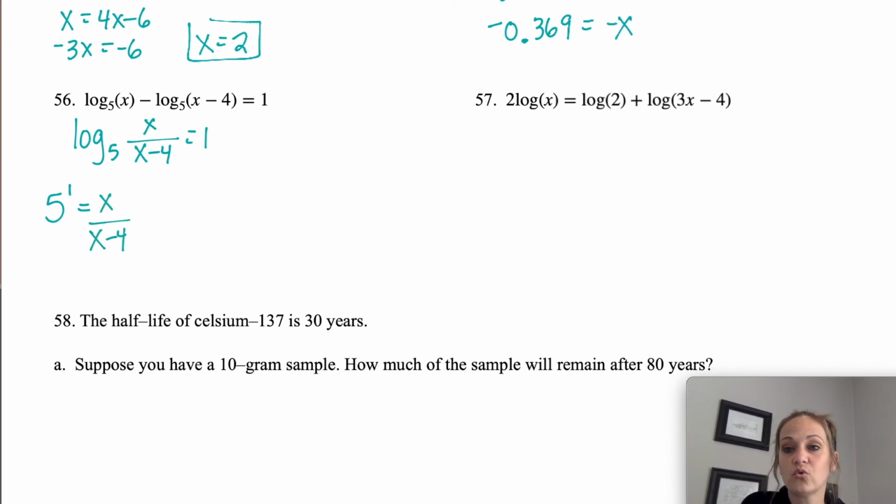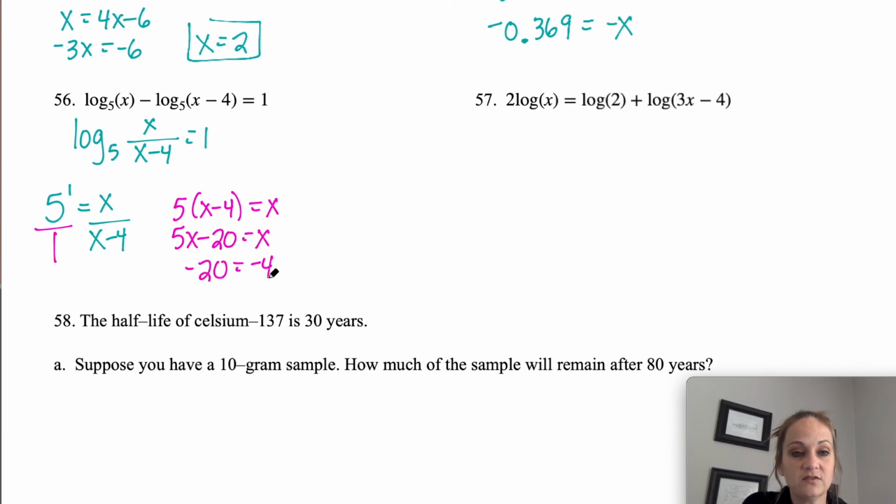And now I can cross multiply. If I make everything a fraction, I can cross multiply, and I will get 5 times x minus 4 equals x times 1. So I'll get 5x minus 20. So I'll get negative 20 equals negative 4x, and so x equals 5.